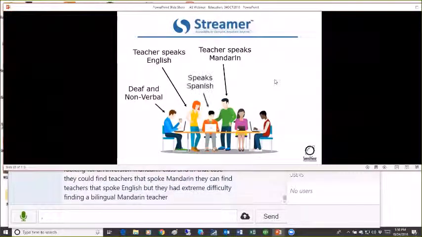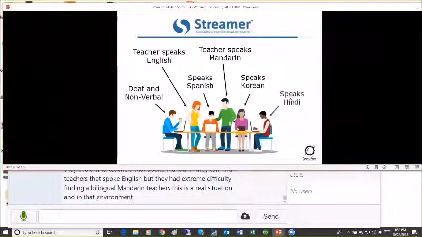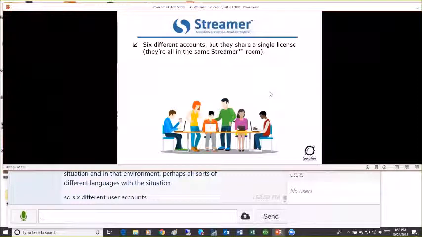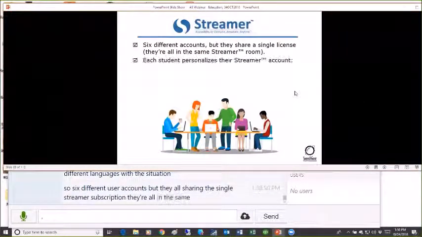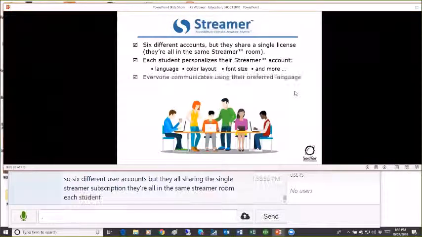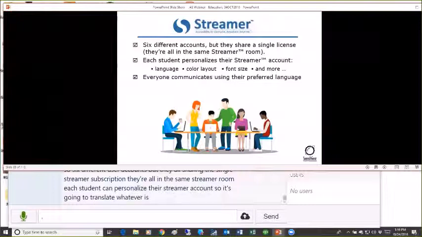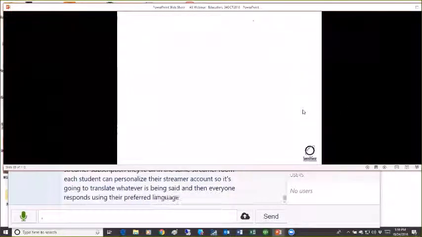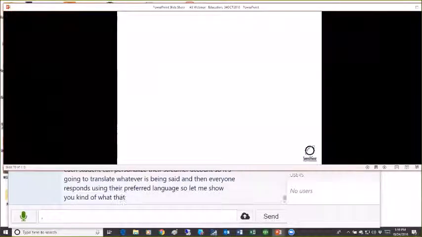This is a real situation. And in that environment, perhaps you have students that speak all sorts of different languages. With this software, we can even support that type of situation. So 6 different user accounts, but they are all sharing the single Streamer subscription. They're all in the same Streamer room. Each student can personalize their Streamer account, so it's going to translate whatever is being said, and then everyone responds using their preferred language. So let me show you kind of what that looks like.